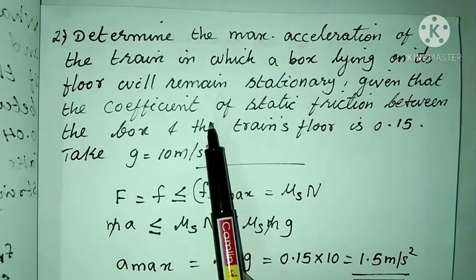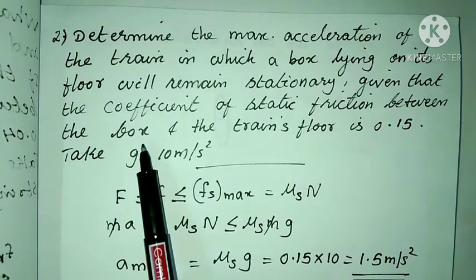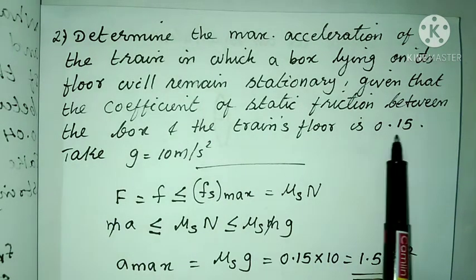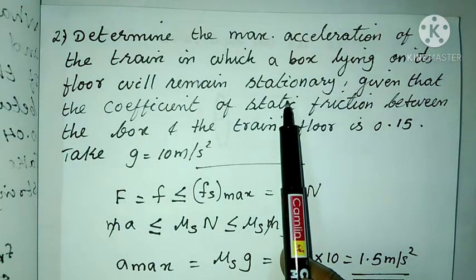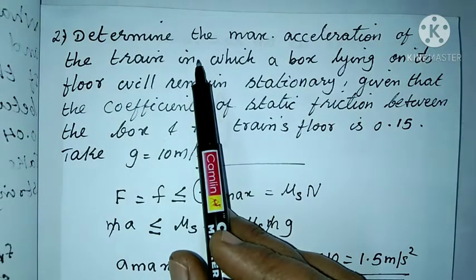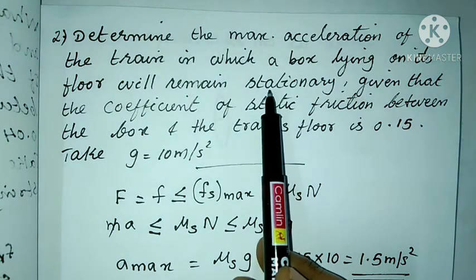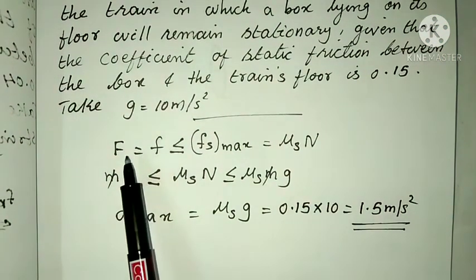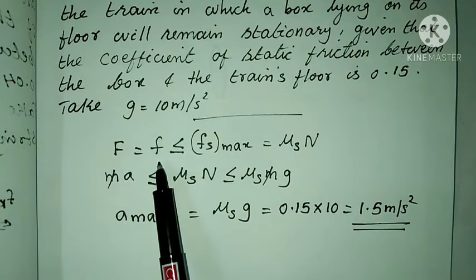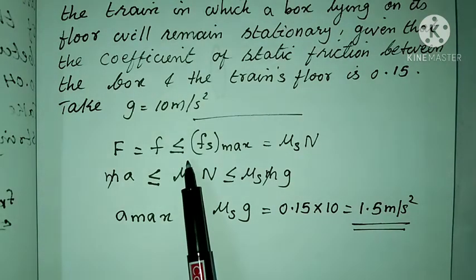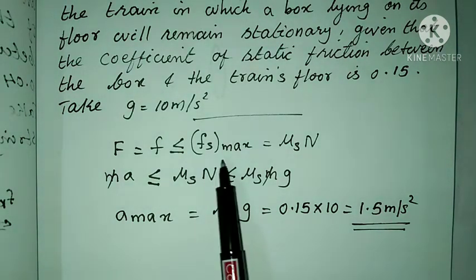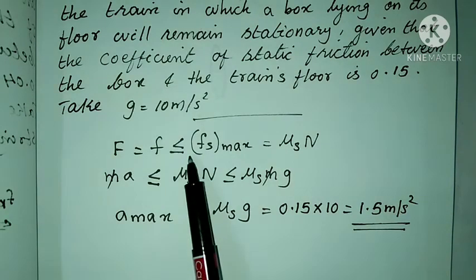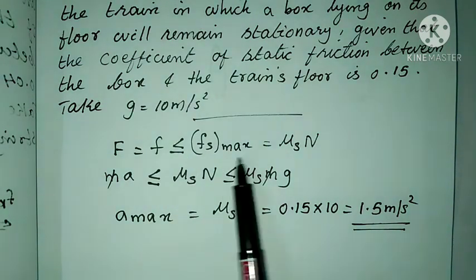And what is given in the question? Coefficient of static friction between the box and the train, mu s, is given as 0.15. So you want to find the acceleration of the box, which is equal to the acceleration of the train because the box remains stationary on the train's floor. At the stationary position, the external force acting on the box is equal to the static frictional force, and it must be less than or equal to the maximum value of static friction.